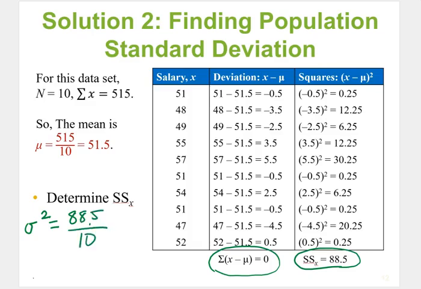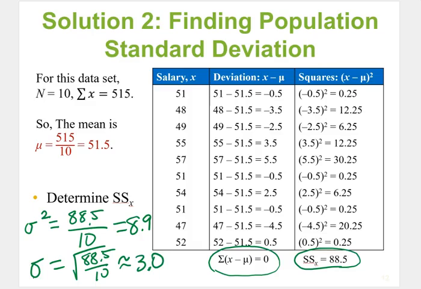And we divide that by our 10 data points, and that gives us a variance of 8.85 squared dollars, which doesn't make any sense. So standard deviation would just be the square root of that, so the square root of 88.5 over 10, and that is approximately 3.0. So that means $3,000. So that means that every $3,000 away from the mean is a standard deviation. And we will talk a lot about how we can use that information to discuss position of data, and that's what we're going to do in the next lesson. So it all kind of ties very nicely together.